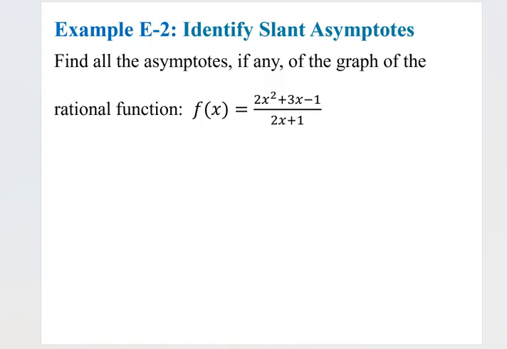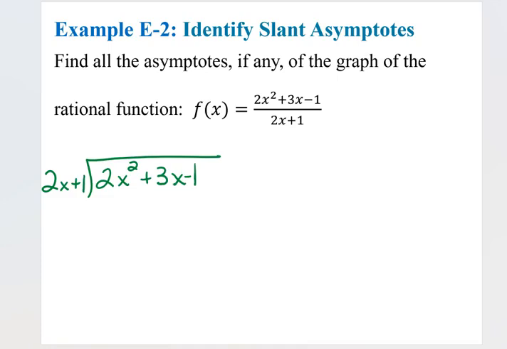All right, one more example. Again, it has to have exactly 1 degree higher in the numerator, which it does. If it doesn't, then it's not going to have a slant asymptote. So I wouldn't do any of those examples, because then we wouldn't get to do all this lovely long division. All right, so let's do our long division. My dividend is 2x squared plus 3x minus 1, and I'm going to divide that by 2x plus 1.